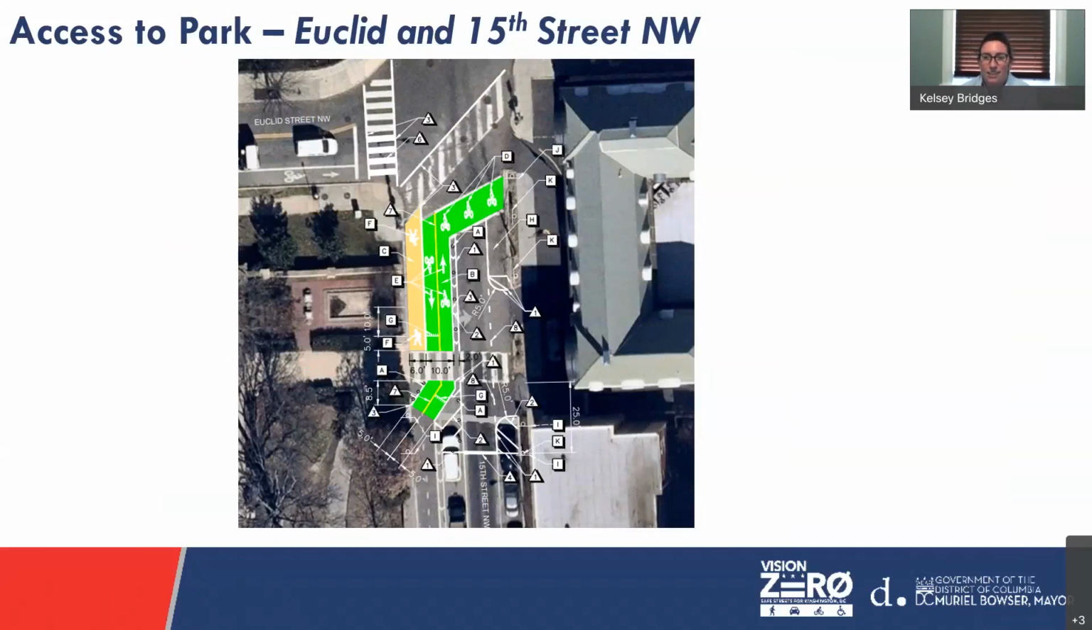So yeah. There is a bit of misalignment of Euclid as it crosses 15th there, similar to some of those other intersections. So I don't know if there's anything that can be done about that in the same scope, but just wanted to bring that up too.